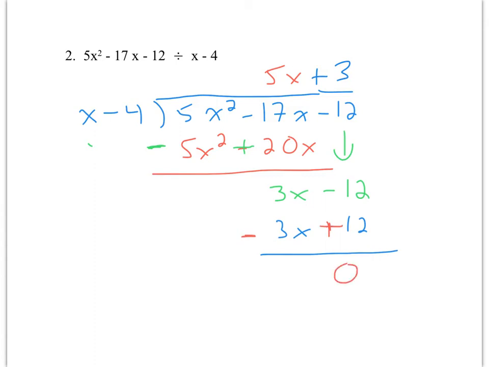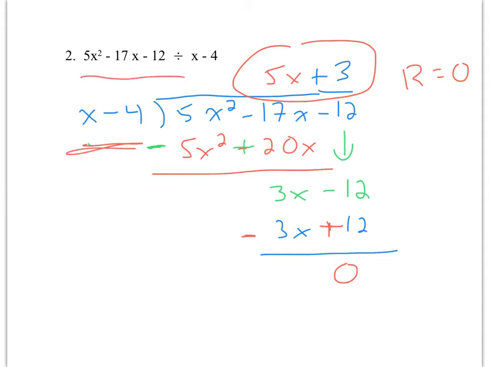So my quotient is 5x plus 3. My remainder was equal to 0. Therefore, if something goes in evenly, we now know that x minus 4 was a factor of 5x squared minus 17x minus 12.